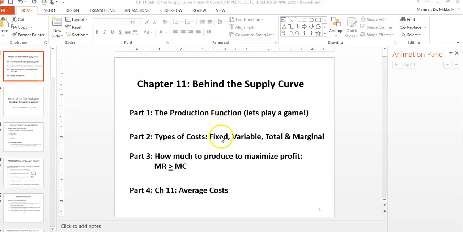Second part, which is not this part, we're going to define what fixed costs are, variable costs, total cost, marginal cost. Third part, we're going to analyze how to maximize profit, which we've already talked about in Chapter 9: keep producing as long as marginal revenue, the marginal benefit, is greater than marginal cost. And then in part 4, we're going to identify and calculate average costs and what we might do with those.